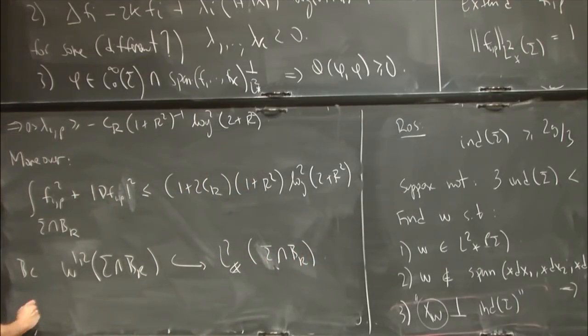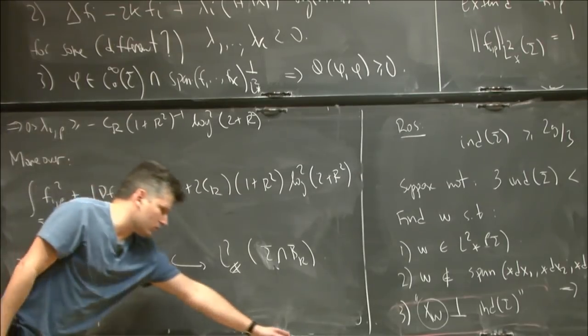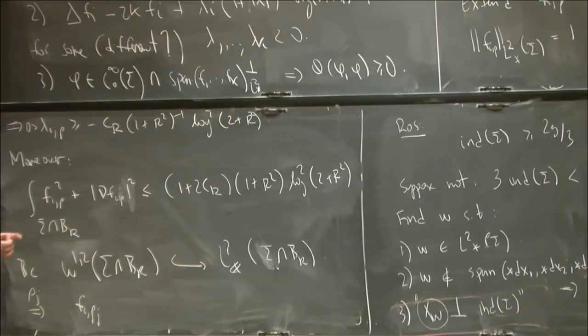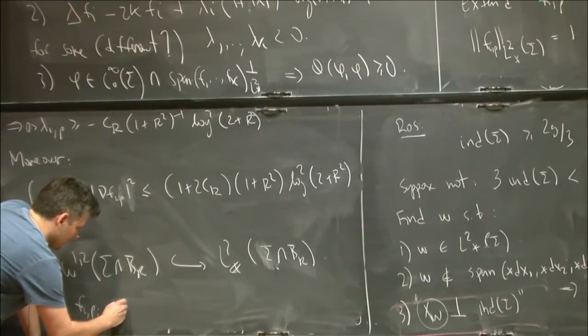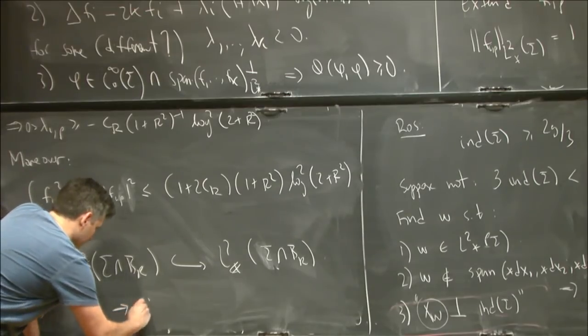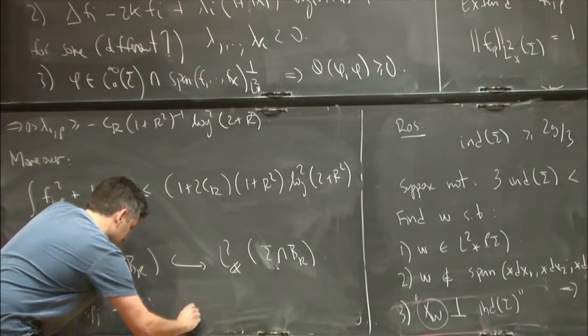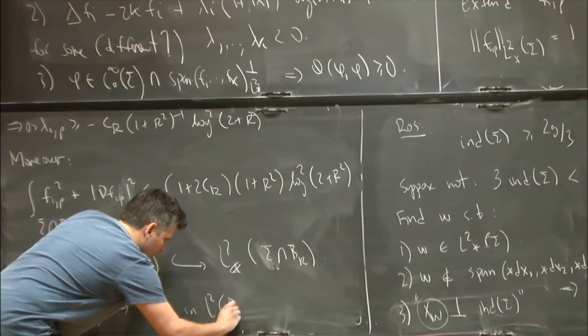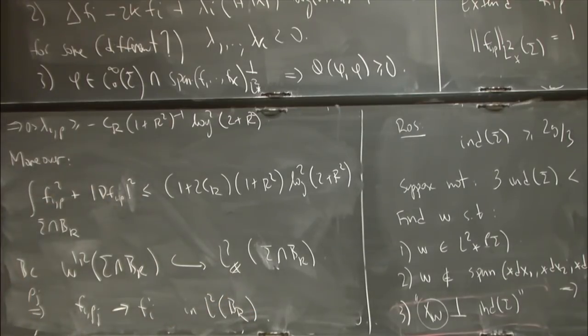I get a sequence rho_j such that for those radii rho_j, the eigenfunctions converge strongly in L2 to something, at least in the ball of radius R, well, sigma intersect the ball of radius R.